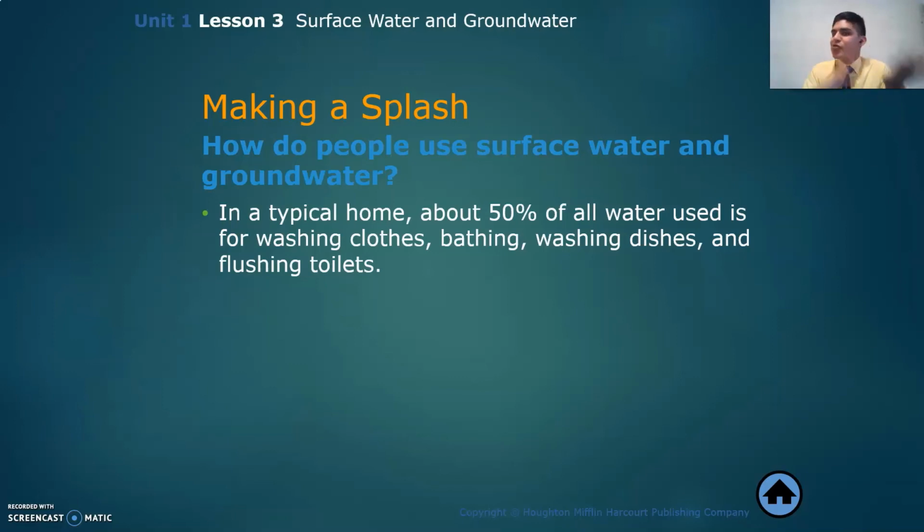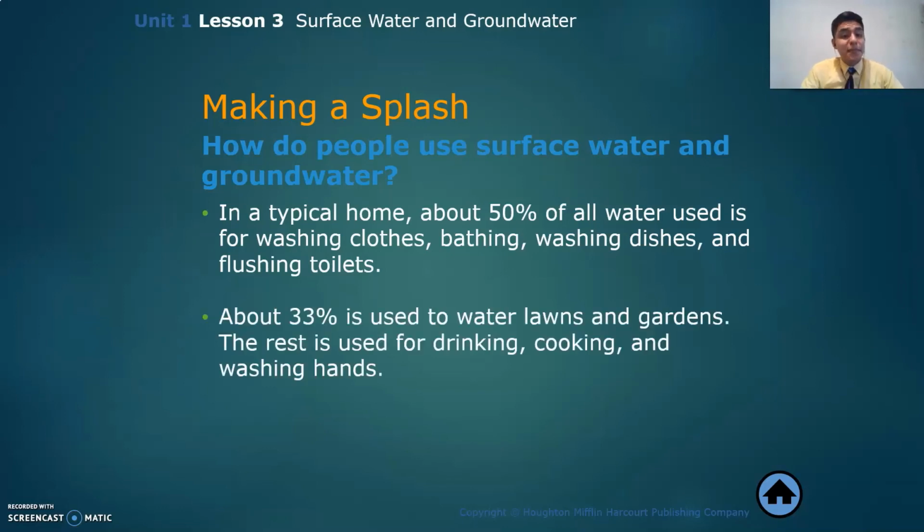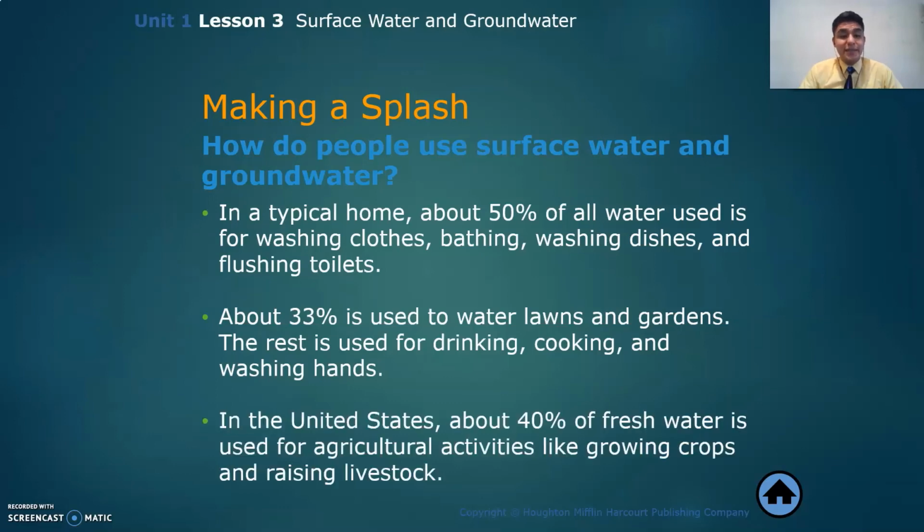So when you take a shower, you use water. When you do the dishes, you are using water. What else? What comes to your mind when using water? About 33% is used to water lawns and gardens. The rest is used for drinking, cooking, and washing hands.